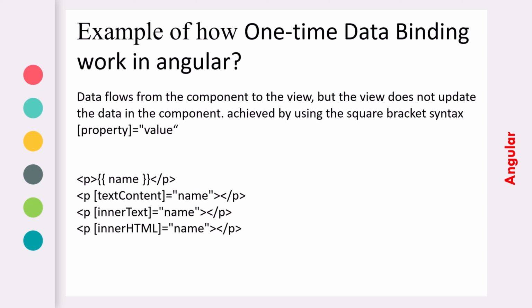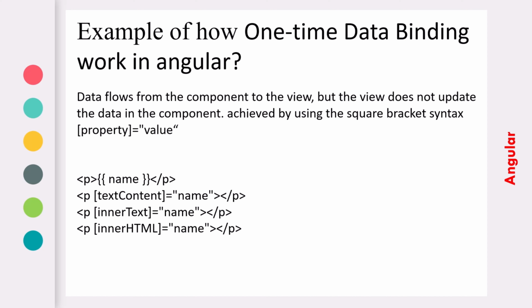Give an example of how one-time data binding works in Angular. As we know, one-time data binding in Angular is a type of data binding where the data flows from the component to the view, but the view does not update the data in the component. One-time binding is achieved by using a square bracket syntax, as you see here.